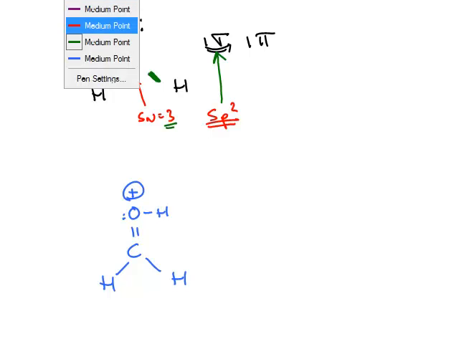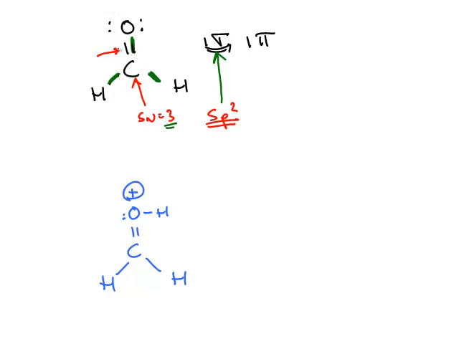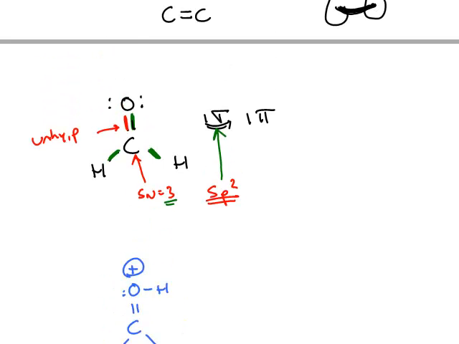The double bond comes from the overlap of unhybridized p orbitals, one on the carbon and one on the oxygen. They overlap, and that's going to make the pi bond. The question is, what's the hybridization of this oxygen atom? Is it hybridized or is it not hybridized?